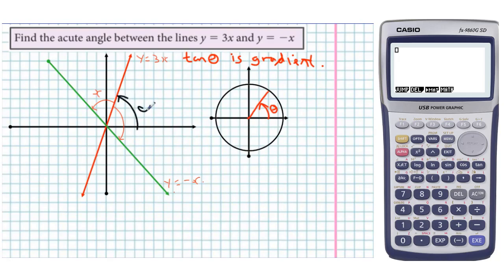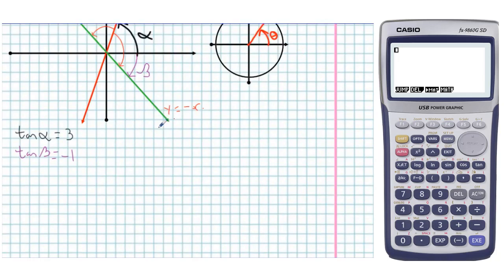I'll call that alpha, and tan of alpha is going to be 3, because tan of the angle is the gradient of the line, and the gradient of y equals 3x is 3. So tan alpha equals 3. We'll work out alpha in a minute. I can also work out this angle here, we'll call that beta, and remember, tan beta is the gradient of the other line, so tan beta equals minus 1, as the gradient of y equals minus x is minus 1.